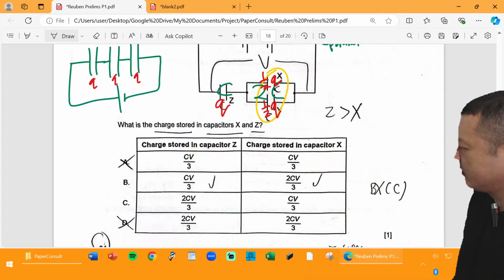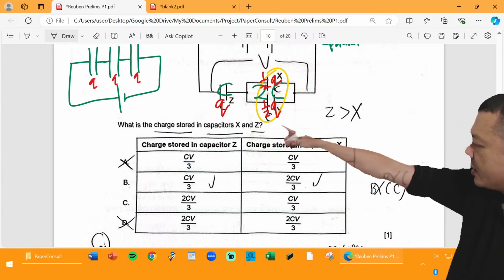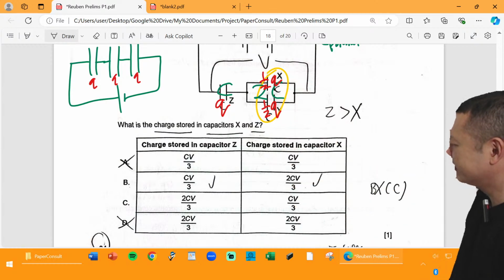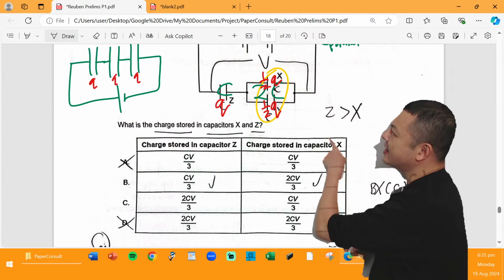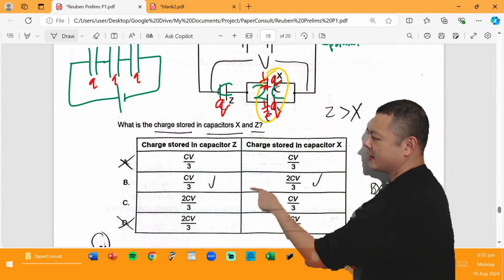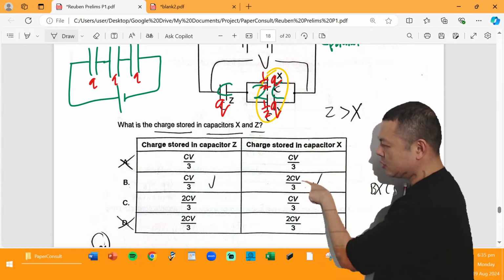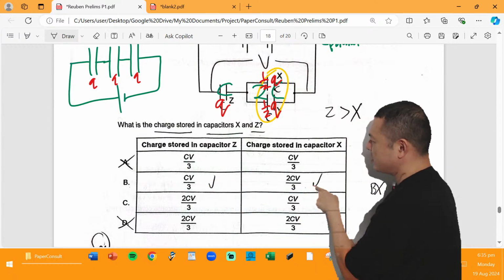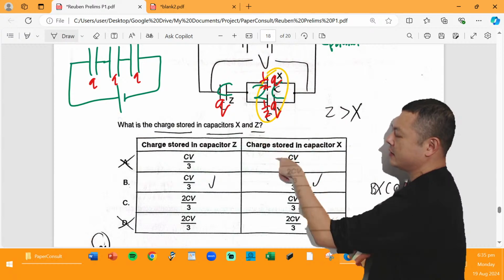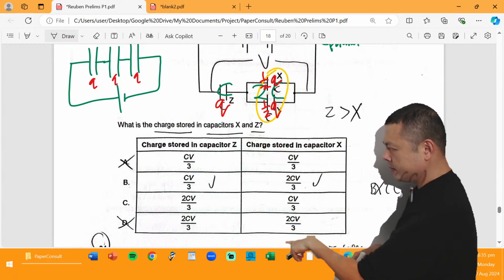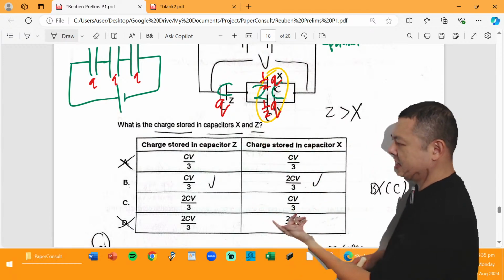Where's Z? Z's out there. No, but then B is saying that X has 2 times that of Z. That can't be true. Right? See the 2CV over 3, this one CV over 3, right? So X can't have twice as much as Z. It's half of Z. So the way I look at it, only C is the answer.